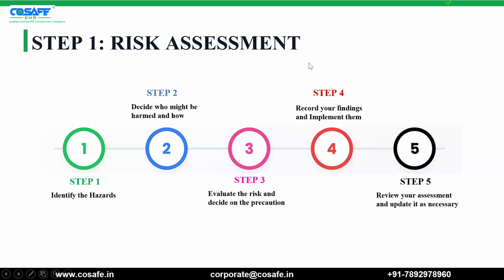Okay. So, what is the first step of risk assessment? It is the identification of hazards. What all the hazards are that are there, you have to identify them. Then you have to decide who is harmed by the hazard. Just identification is not enough. You have to know who might be harmed due to that hazard. Then step 3, where you evaluate the risk and decide on the precautions. Step 4, recording your findings and implementing them. Step 5 is to review your assessment and update it if necessary. These are the steps of risk assessment.